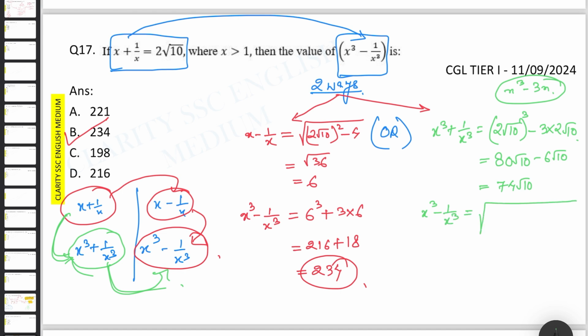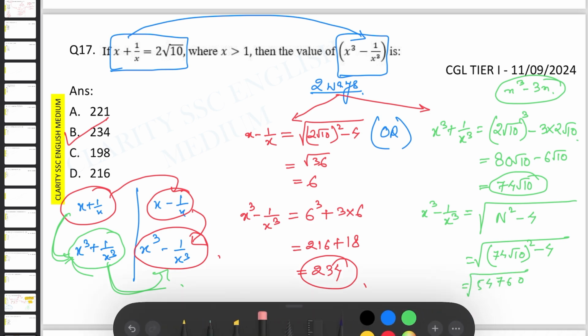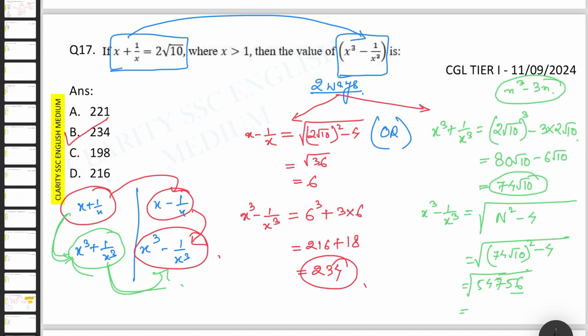We can apply bridging here. Minus is, we know that n square minus 4. So n is here 74 root over 10. 74 root over 10 whole square minus 4 is the correct answer. So we can deduct this like this, minus 4, it will become 756. So the answer is 234 only.